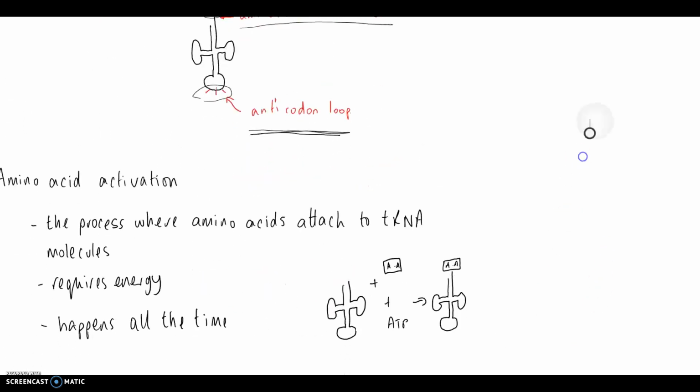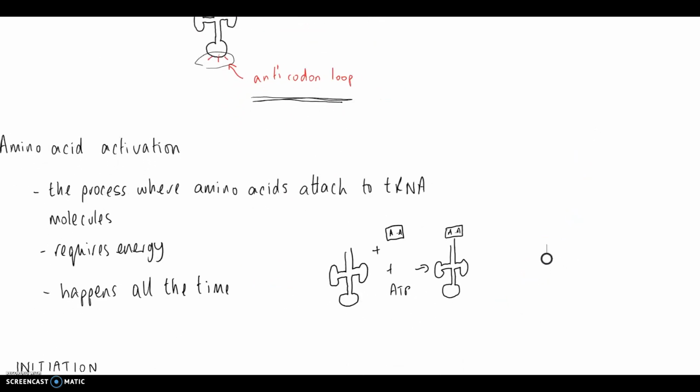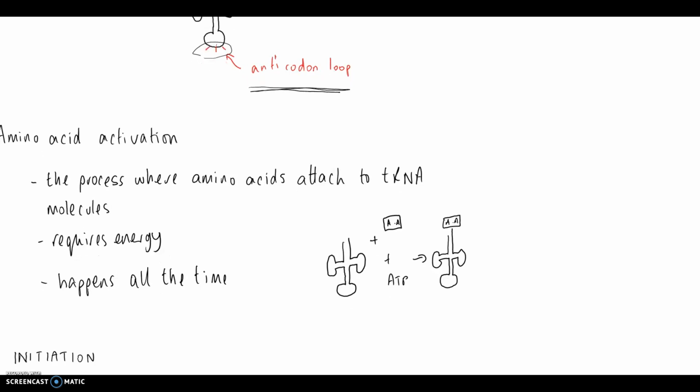One of the early phases of translation is called amino acid activation. This is the process where the amino acids attach to the tRNA. This is an active process, so it requires ATP or energy, and it happens essentially all the time. So the tRNA attaches to the amino acid using ATP, and that will then release ADP and P.